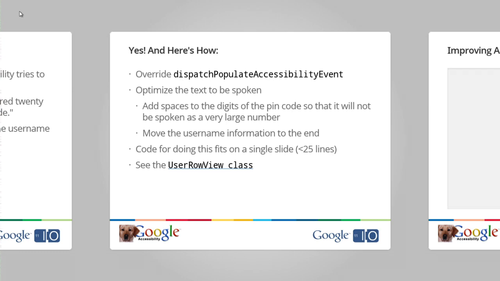So can we do something better? The answer is yes. We override the dispatch populate accessibility event, and we do it in such a way that we take advantage of the semantic meaning behind that control, so we present it in a better way. Here's how you can do it. You override this event, and then you reorder things. The most important thing is the passcode, so you should speak that first. You should also break it up so it gets spoken as digits instead of one huge number. And in case the user has multiple usernames, you can put the username at the end so they hear it as a confirmation that it is for the account they think they're listening to.